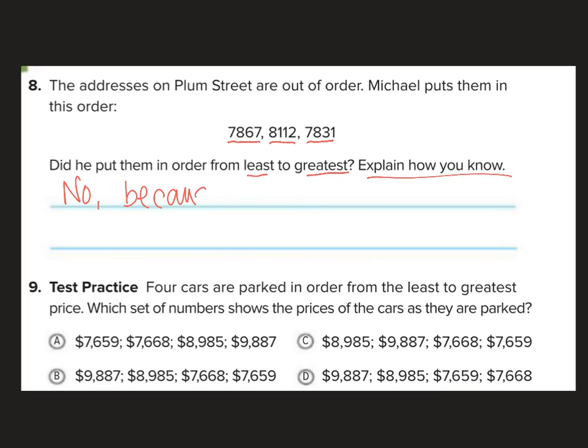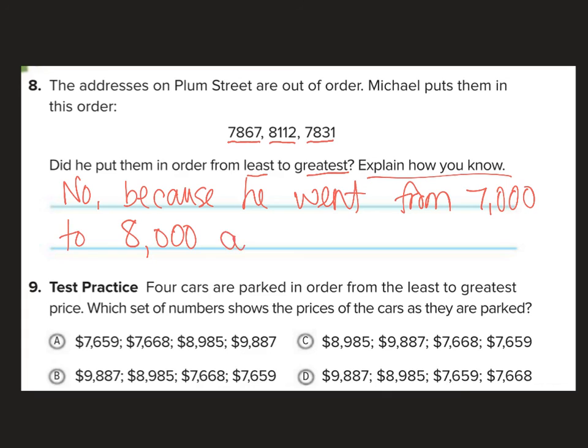Because he went from 7,000 to 8,000 and back to 7,000, right? He went from a 7,000 to an 8,000 to a 7,000. Like, that's not right. Okay, test practice.